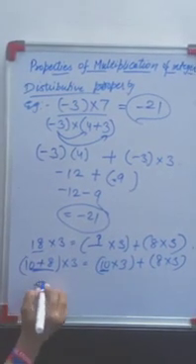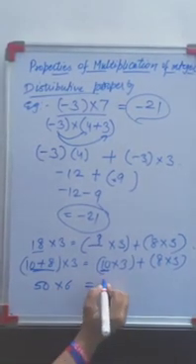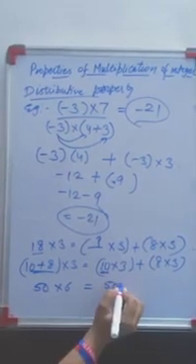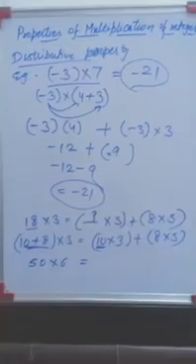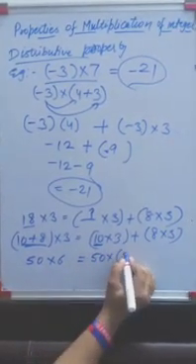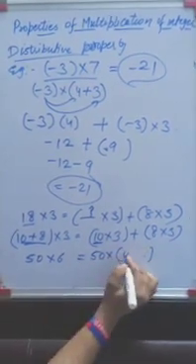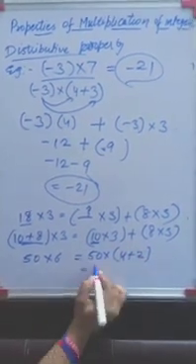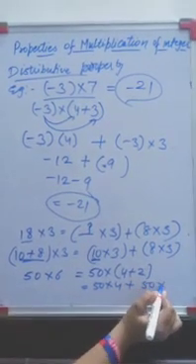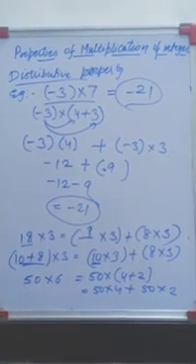Or if I need to write 50 into 6 using the distributive property, I can write 50 into, can I write 3 plus 3, or I can take the relation 4 plus 2, right? So it will be 50 into 4 plus 50 into 2. The result for this and the result for that will be the same, right?